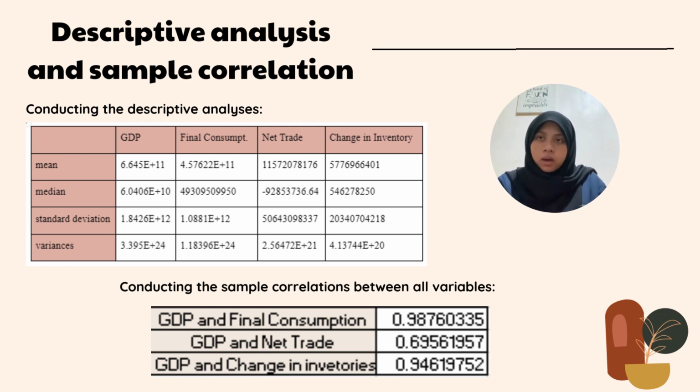Next, from the perspective of measure of variation, all variables show a higher variance and standard deviation, suggesting a wide distribution of values.